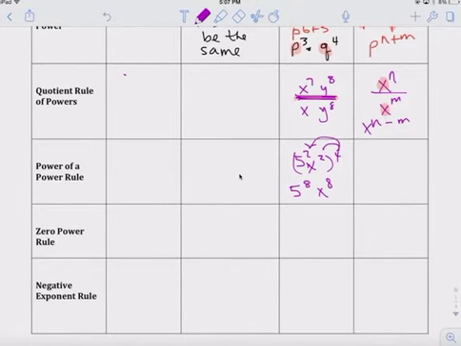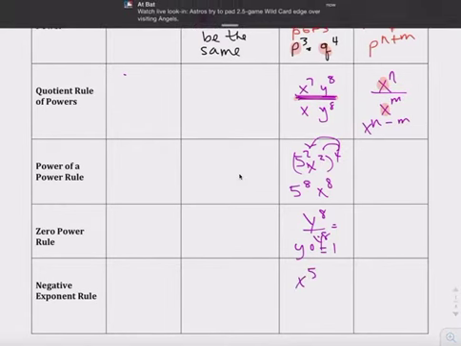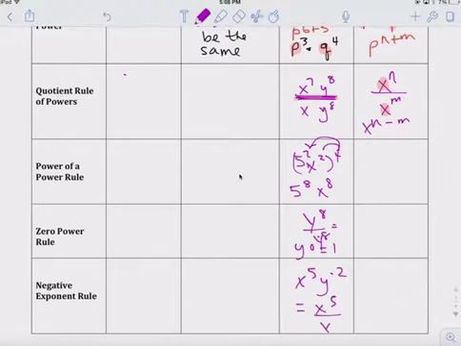Power of 0, you can do y to the 8th over y to the 8th, which equals y to the 0, which is equal to 1. Anything to the 0 is 1. Give another example. Likewise for the negative exponent, you can do x to the 5th, y to the negative 2. That simplifies to x to the 5th over y squared.